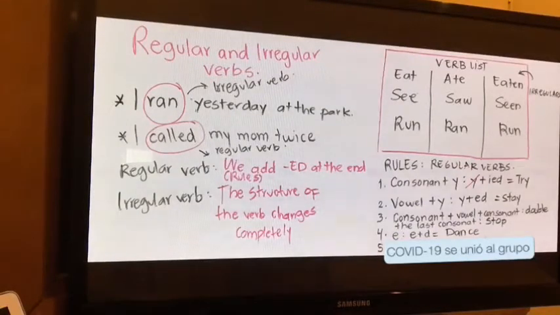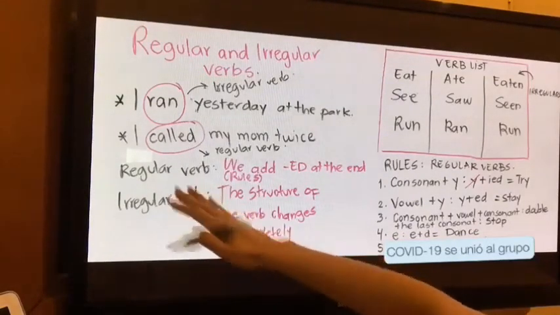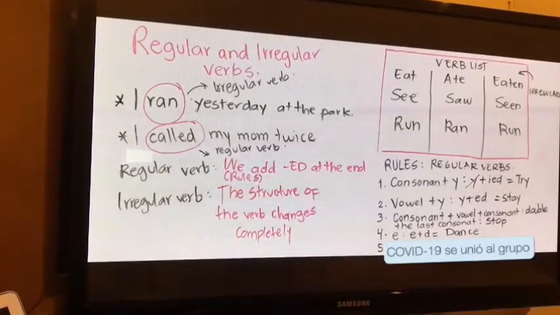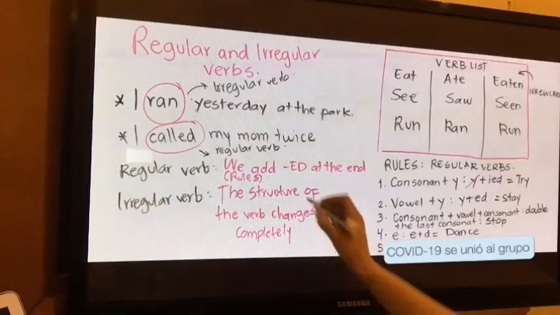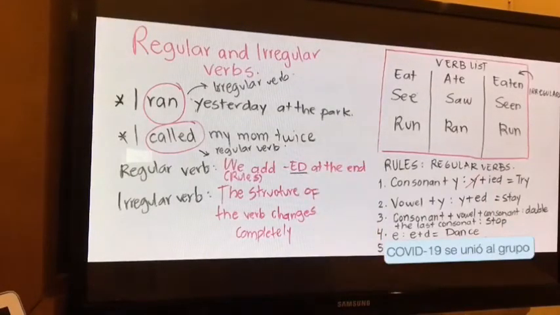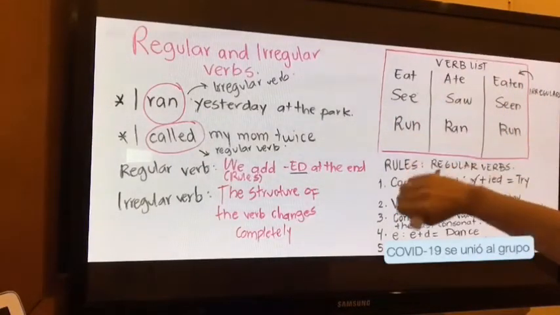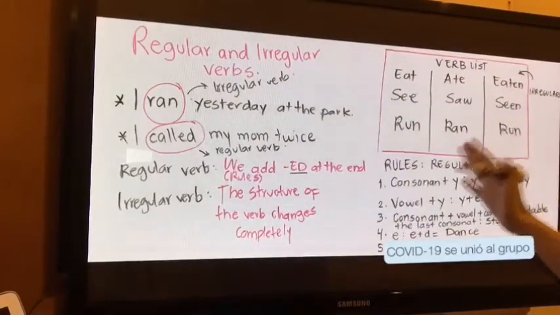Well, it's pretty easy. With regular verbs, we actually use rules to change those verbs. And in this case, we always have to add "ed" at the end of the verb, following these rules. And when we have irregular verbs, we have to change their structure completely. So in this case, we will have to learn them, and we can use a list to change this type of verbs. As you can see here in this example, I have a replication of a verb list.